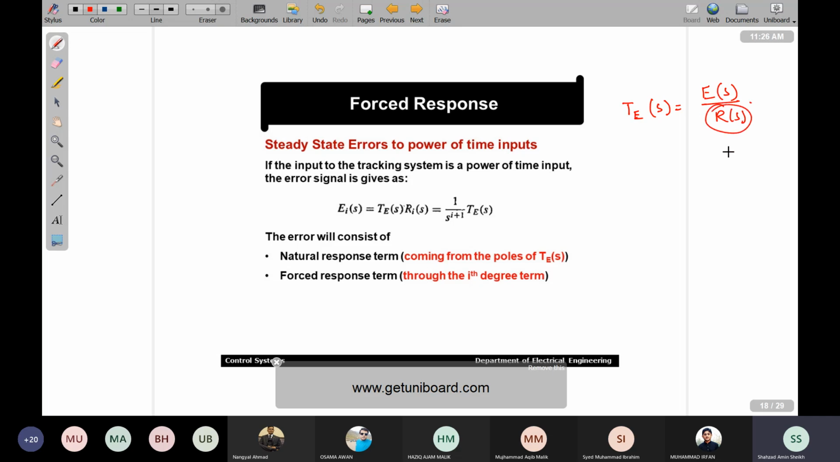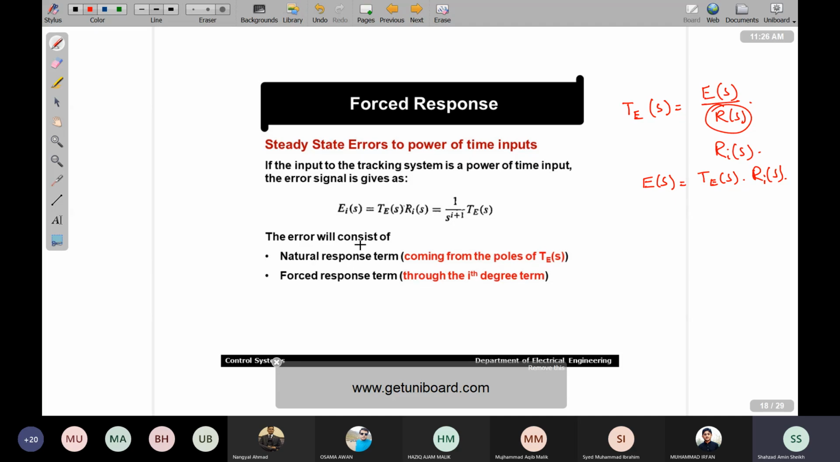So we are saying कि R of s जो है, अगर हम इसको कह लें RI of s, which is associated with the Laplace transform of the power of time inputs, so in that case what will be my EI of s or E of s? That would be equal to TE of s into RI of s. And you know that what RI of s is, it is 1 over s raised to power I plus 1, so that's just the thing.